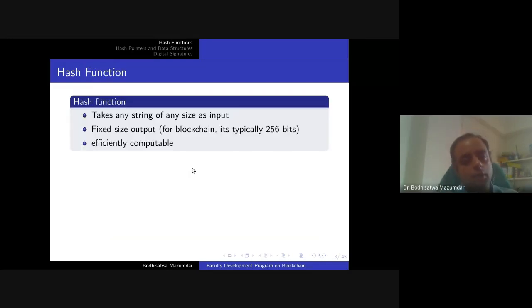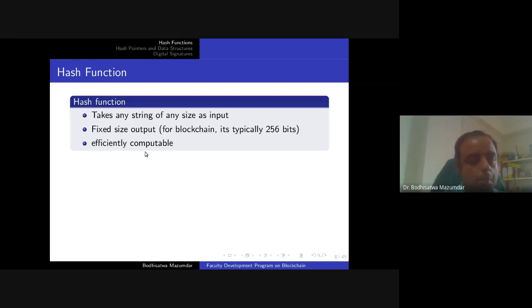So what is a hash function? Coming back to the point, it takes in a string of any size as input. That size can be anything from 0 to a very large value, but it gives a fixed size output. For blockchain, it is usually 256 bits. In a blockchain, the conventional hash function that is used is SHA-256. And this hash function should be efficiently computable.